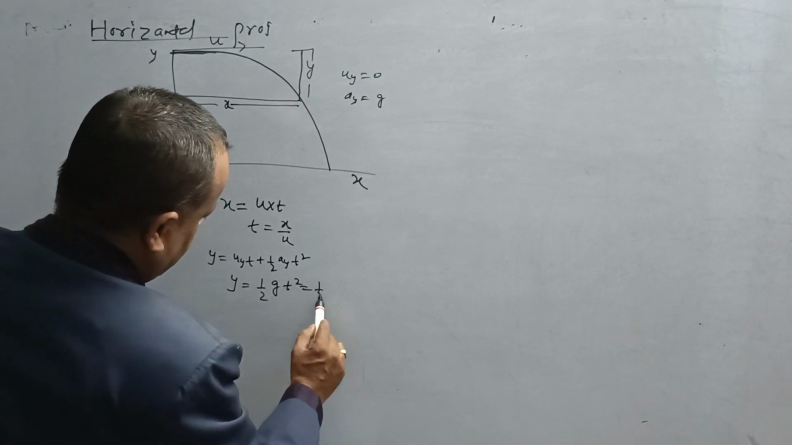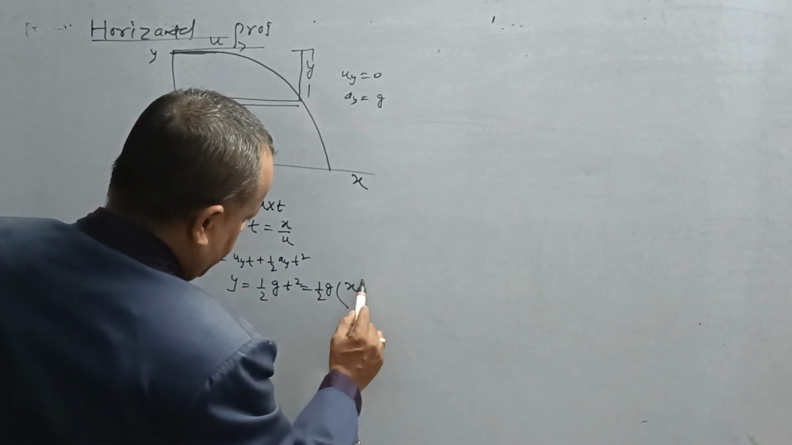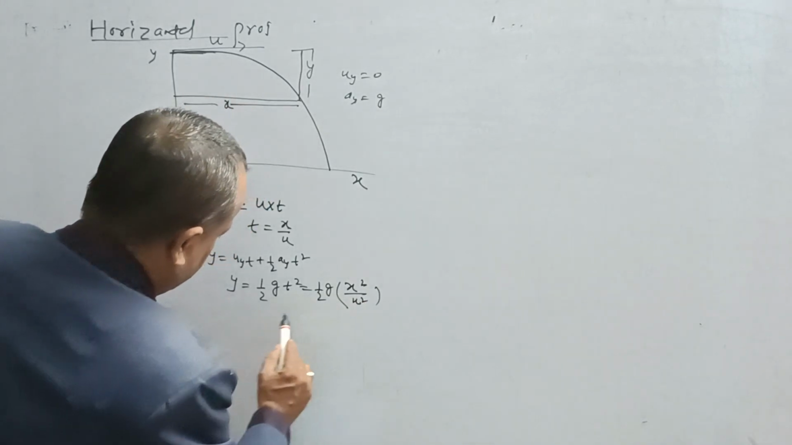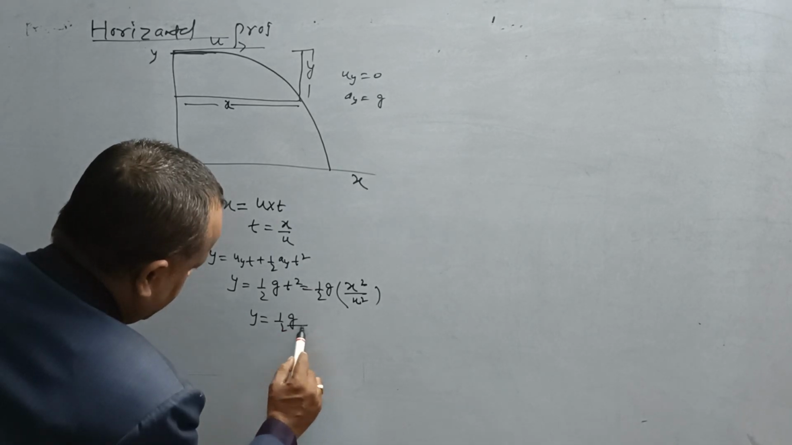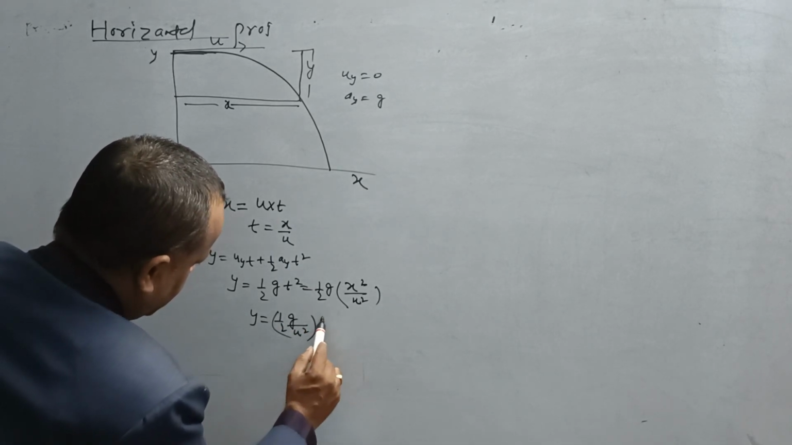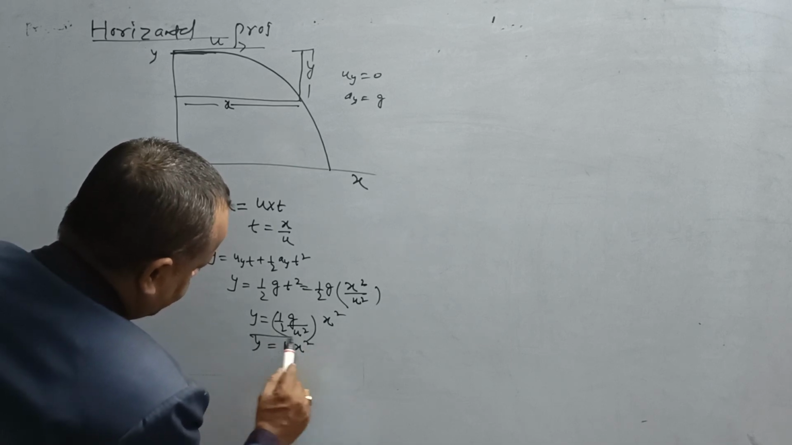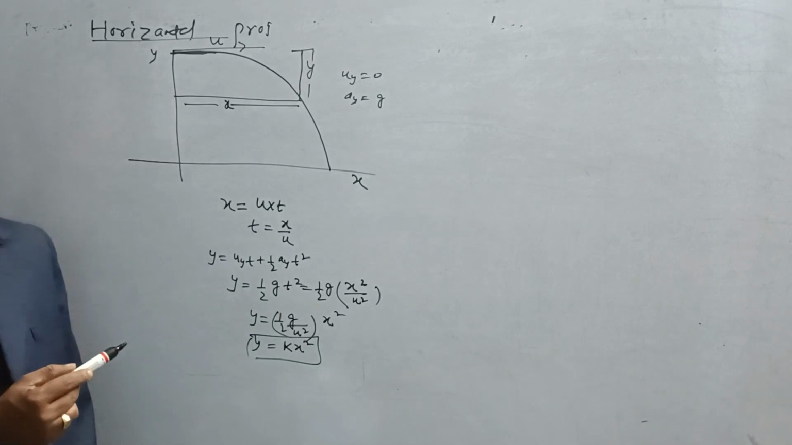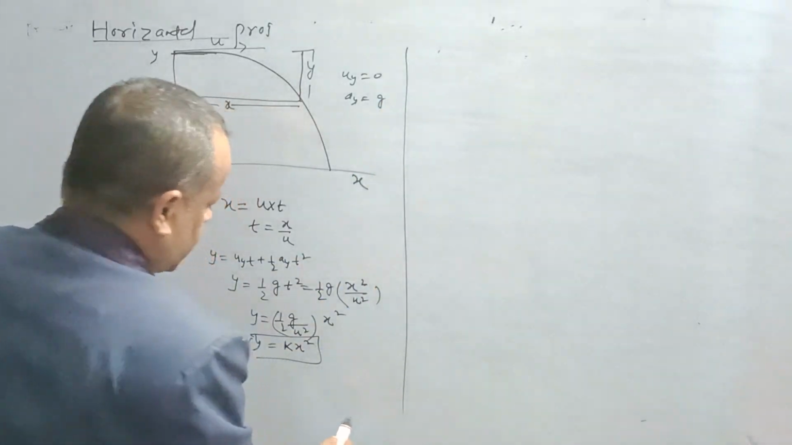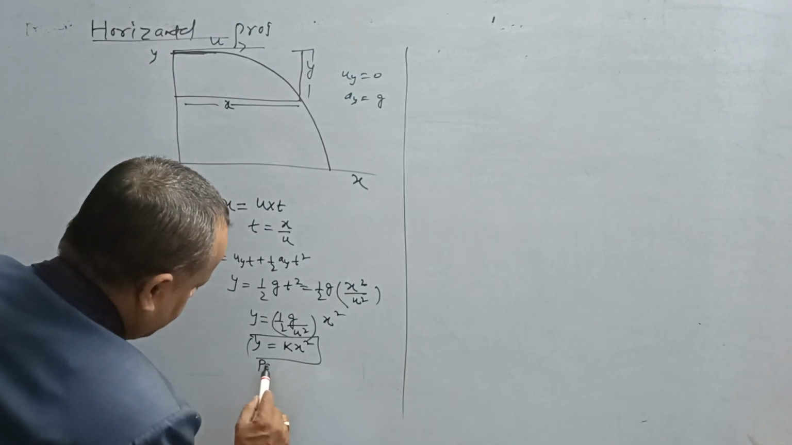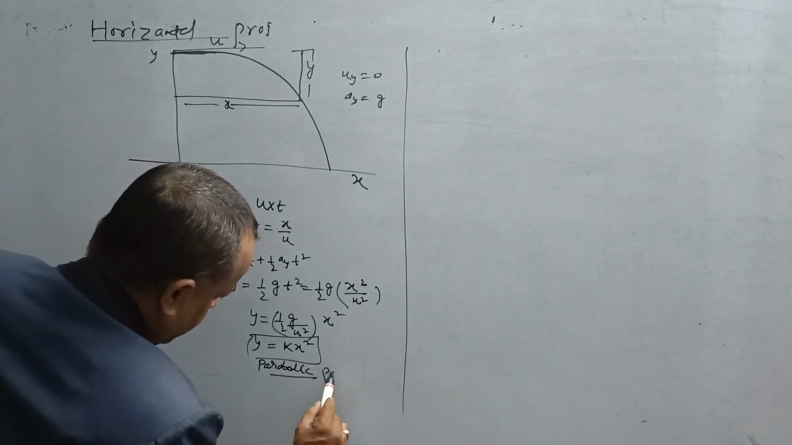Suppose we place the value of t over here. It comes out to be x square upon u square. So y is half g by u square into x square. This is y is equal to k x square. It is the equation of the parabola. It means that the projectile follows a parabolic path. This is the case of horizontal projection.